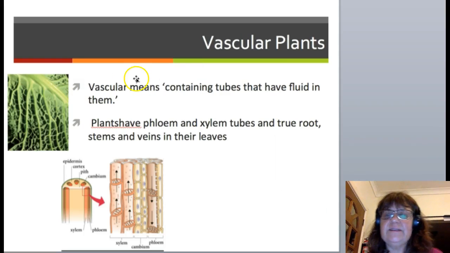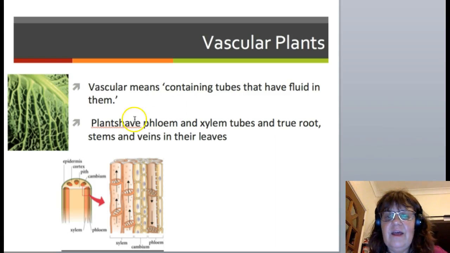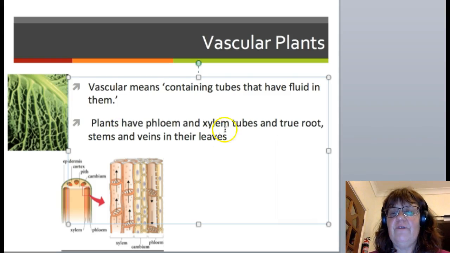Okay, vascular means containing tubes that have fluid in them. We have vascular tubes in our body and they carry our blood. Plants, however, have phloem and xylem tubes and true root stems and veins in their leaves, and I'm sure you can all see them. So we can see all those veins in that cabbage leaf there.